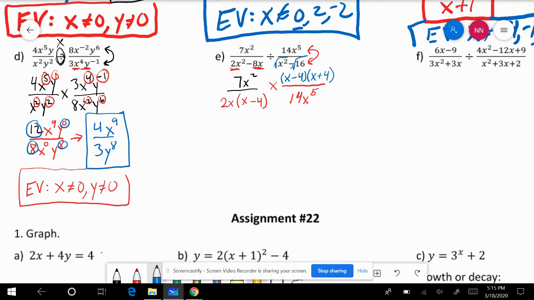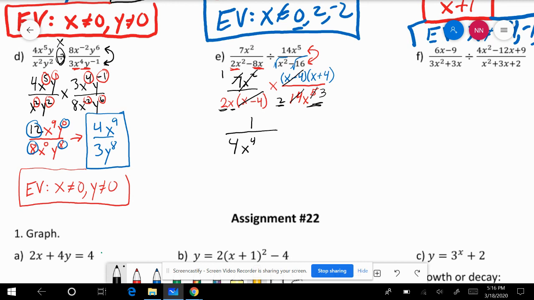Now, my favorite part, I'm going to be canceling. I look at the x minus 4s. Those can cancel. I see that the 7 can cancel with the 14. I see x squared cancels with the x to the fifth. And on top, notice everything cancels. So it's a 1. On the bottom, 2 times 2 gives me a 4. I have 1x. I have 3 x's. That would be x to the fourth.